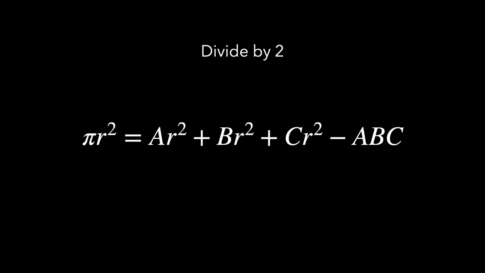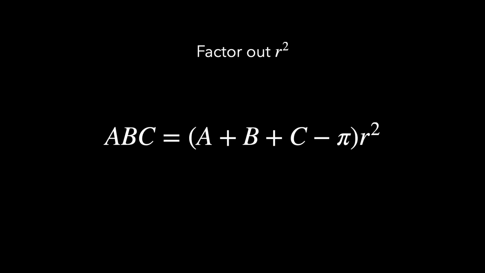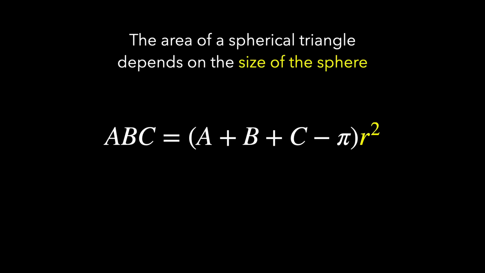And we can divide everything by 2, and we get this. And let's move the ABC to the left side and the pi r squared to the right side to solve for ABC. And we see that ABC is this. Factor out the r squared, and we see that ABC is (a plus b plus c minus pi) all times r squared.